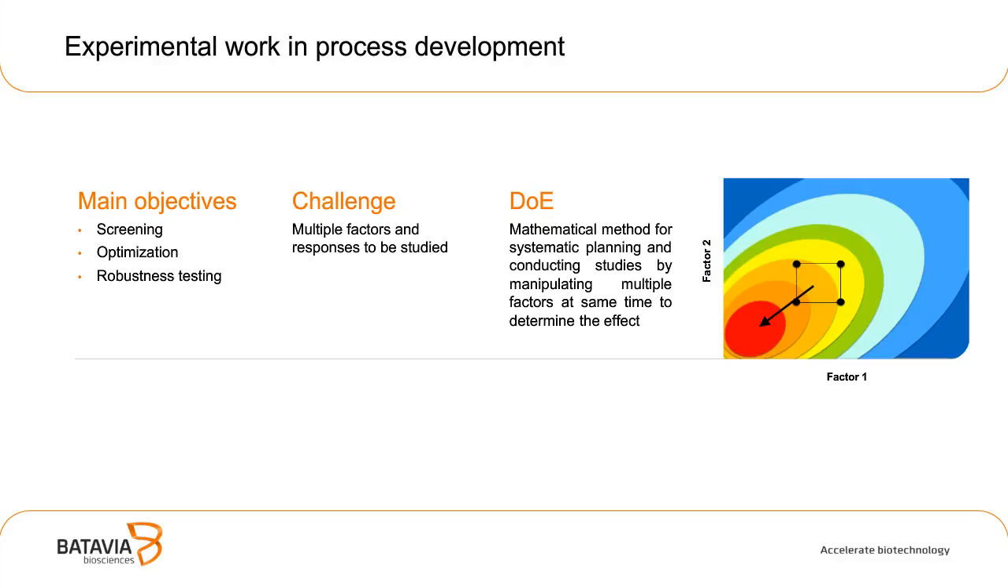You see 4 black dots representing 4 experiments. You can already get so much information that you know in which direction your optimal area can be found. So design of experiments, you can do less experiments but get much more information out of it.